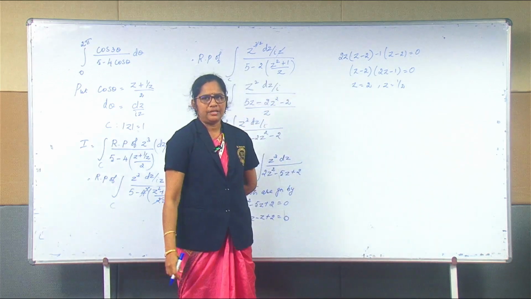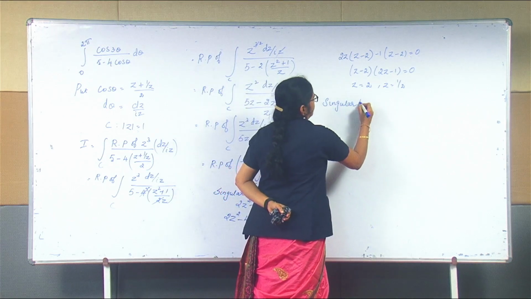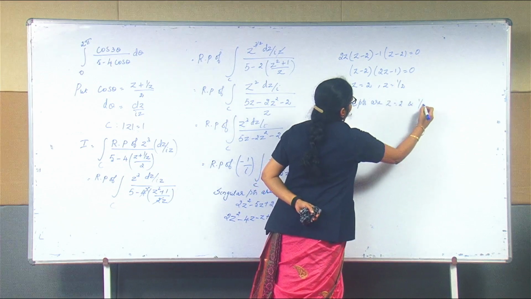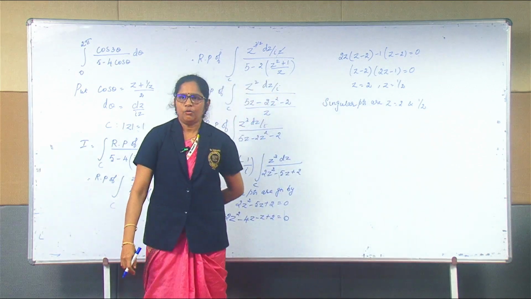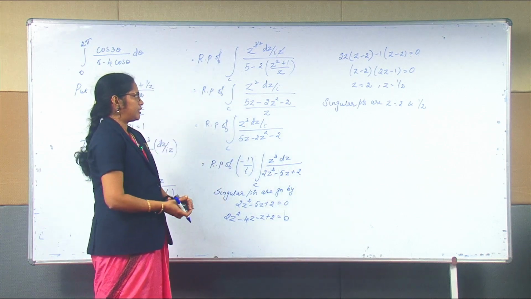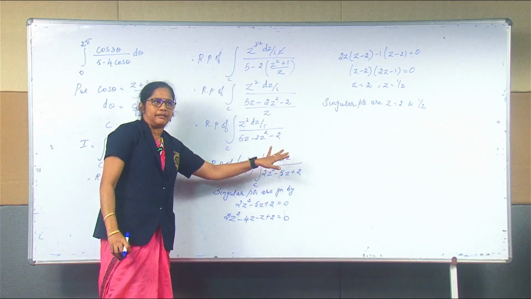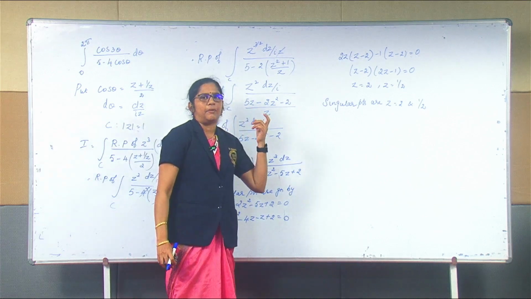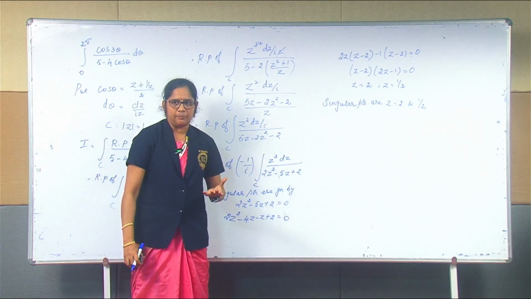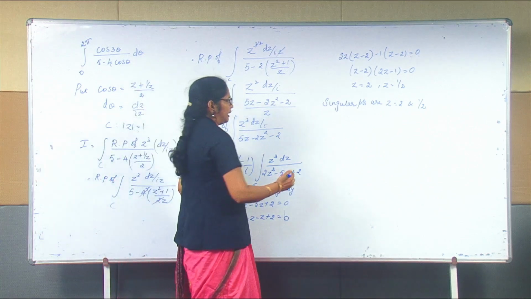So what are all the singular points? The singular points are z equal to 2 and 1 by 2. Okay, so now we need to find the nature of these singular points. How can we find the nature of the singular points? Next, we have to factorize the denominator. If you do the factorization, it's easy to understand the power of each term, so that we can understand whether it is a simple pole or a pole of higher order.